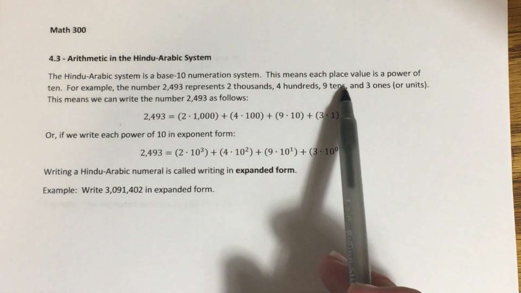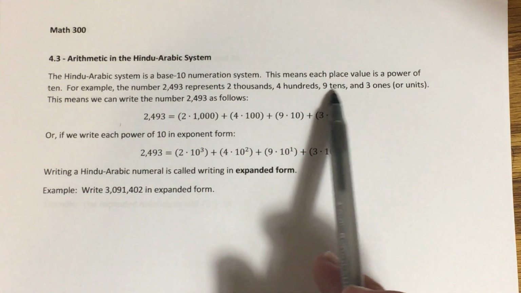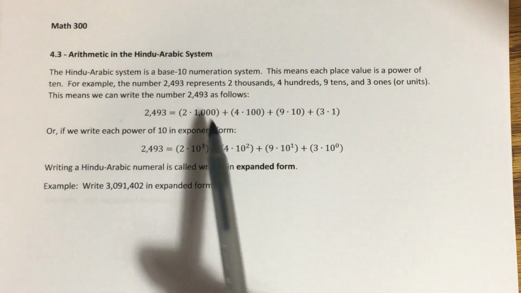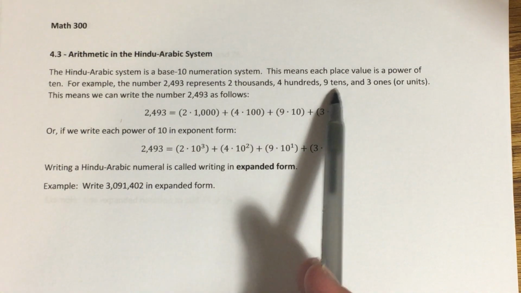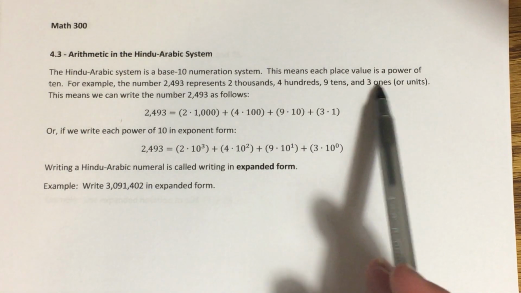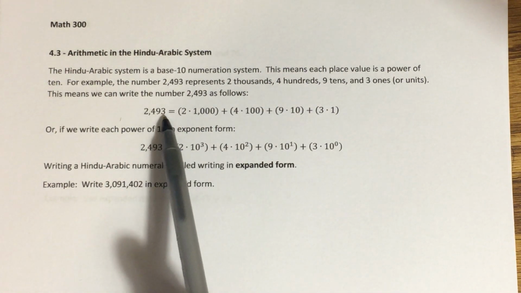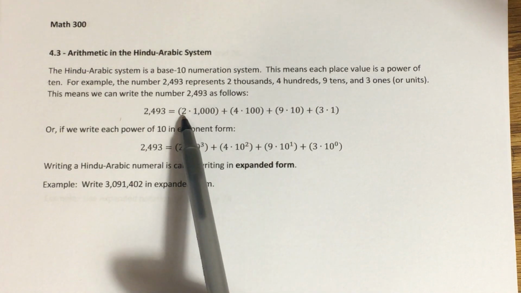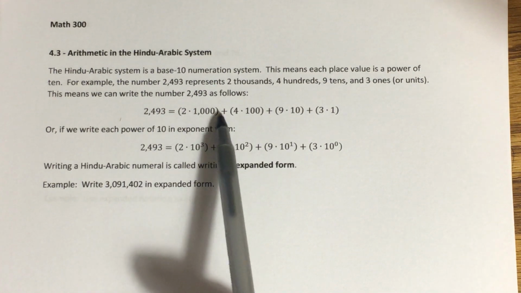Taking this phrase here, 2 thousands, 4 hundreds, 9 tens, and 3 ones, and trying to represent that mathematically, 2 thousands is literally the same thing as 2 times 1,000, and 4 hundreds is the same thing as 4 times 100, 9 tens is 9 times 10, 3 ones is 3 times 1. So we can take that number and write it out in this longer form that gives a little bit more insight into what each place value represents.